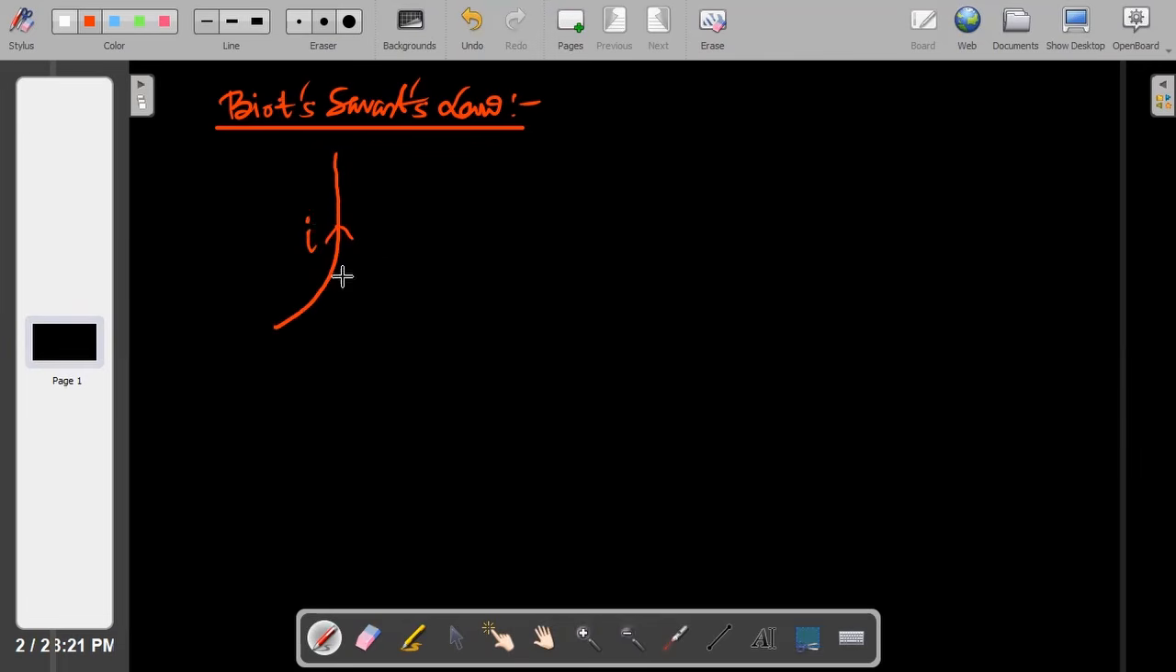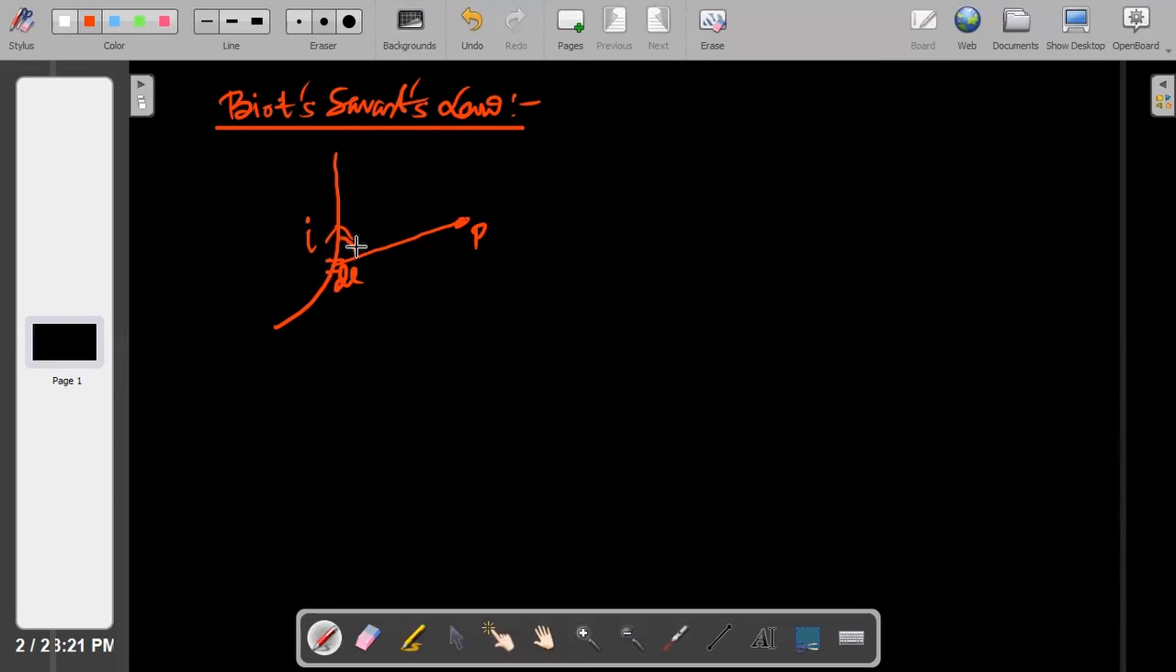This is the current flowing through a length of the wire. According to Biot-Savart's law, for the entire length you cannot apply Biot-Savart law. So what you can do, you can cut a dl length, right? And from there we want to find the magnetic field intensity due to that length dl of the wire at the point P, right?